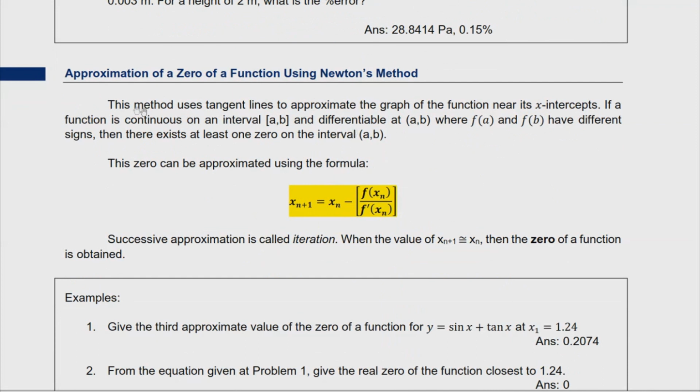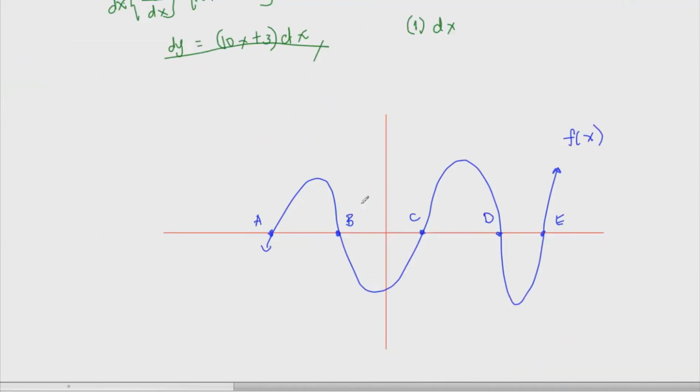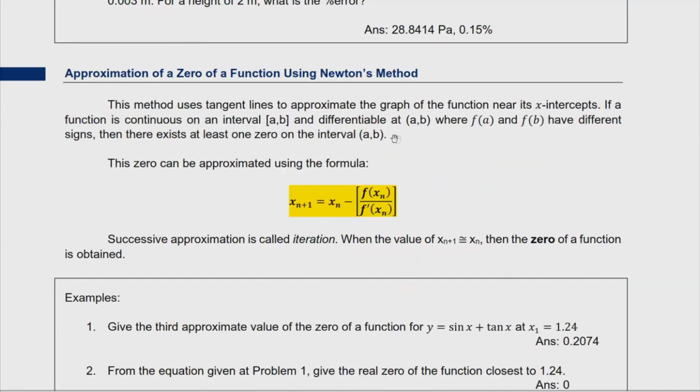And there's also this explanation. This method uses tangent lines to approximate the graph of a function near its x-intercepts. So the x-intercepts are this value. So if a function is continuous on the interval AB, such that we have f of a and f of b with different signs, then there exists at least one zero on the interval AB.